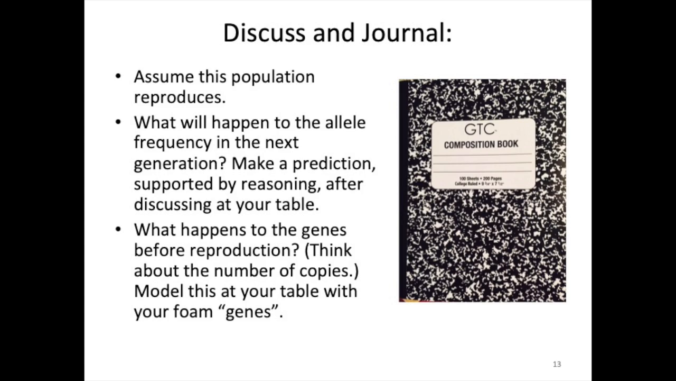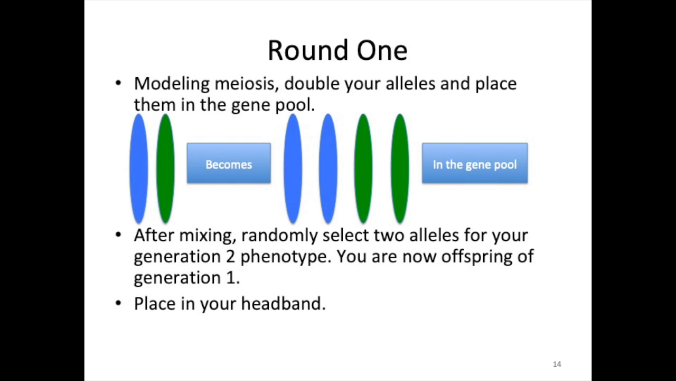This is a good place to let students demonstrate their modeling to others. Students model meiosis by doubling their genes and placing them in the gene pool container. Mix and redraw to create offspring. This is a good place to discuss random mating.